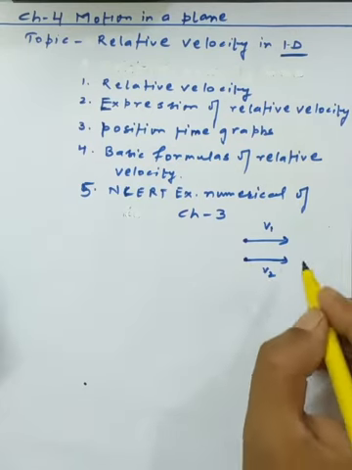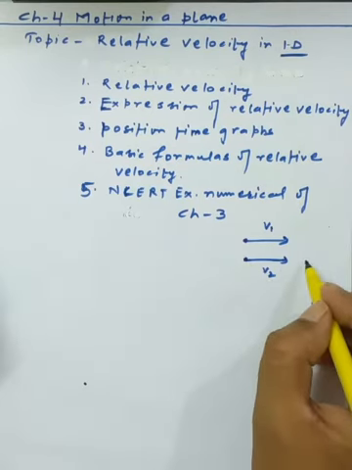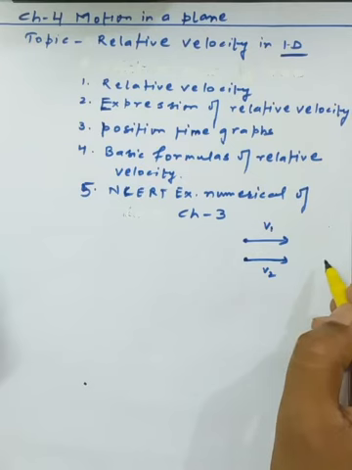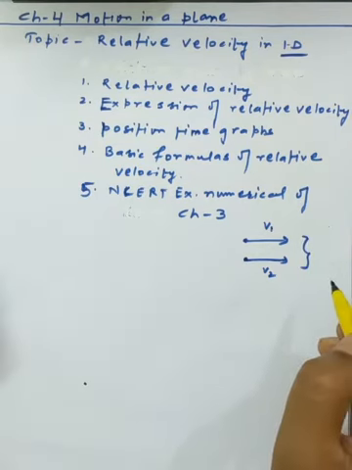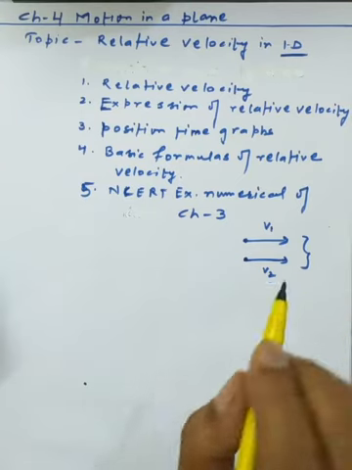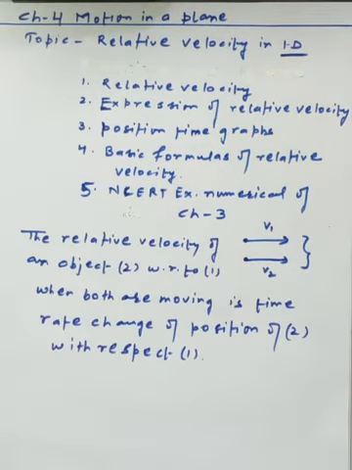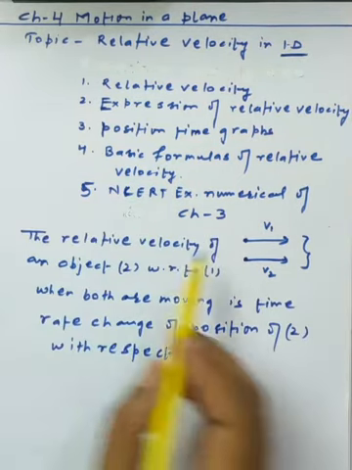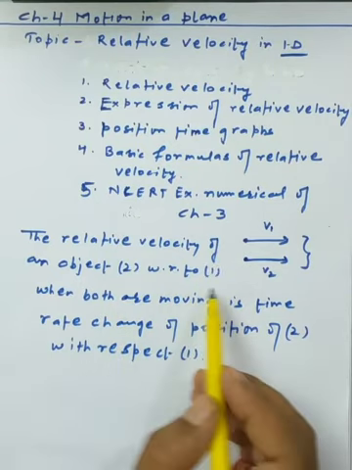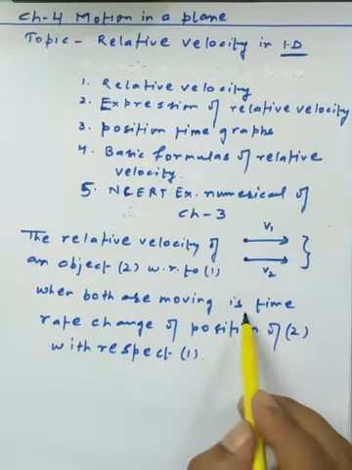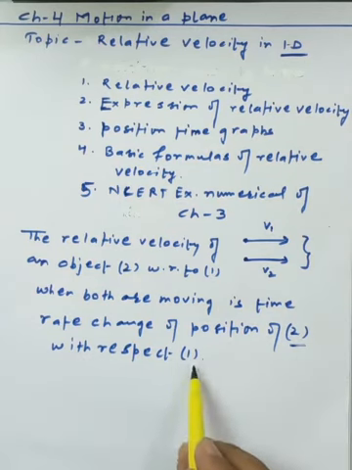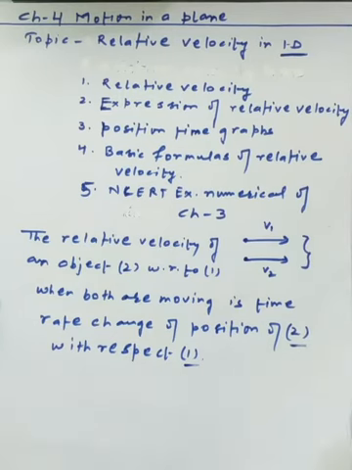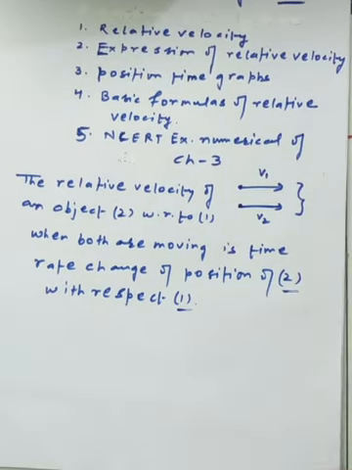Or either the case is there, both can move in opposite directions. But we are assuming one of the basic standard cases in which two objects make one-dimensional motion along the same direction. So here we have the basic definition: the relative velocity of object 2 with respect to 1 when both are moving is the time rate change of the position of 2 with respect to 1. Here we are assuming one-dimensional motion of an object.